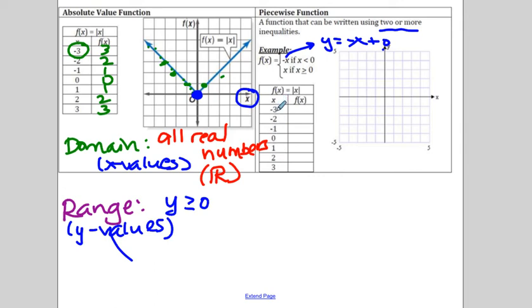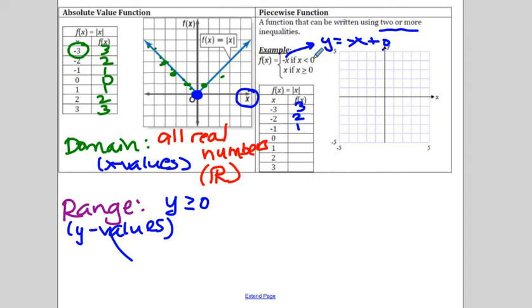So negative 3. In order to figure out where I plug negative 3 into my piecewise, I would say this is for x less than 0, and this is for x greater than or equal to 0. Negative 3 is less than 0, so I plug it in here. So I would have negative negative 3, which gives me 3. Negative 2 is less than 0, so I'd have negative negative 2, so I would have 2. Is negative 1 less than 0? Yes, it is. So I plug it in here. Negative, negative 1, 1.